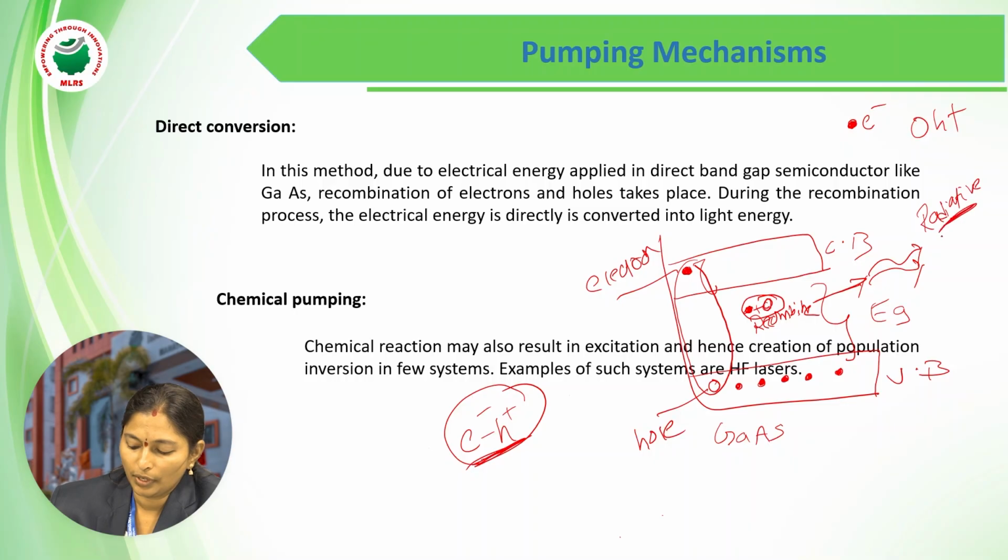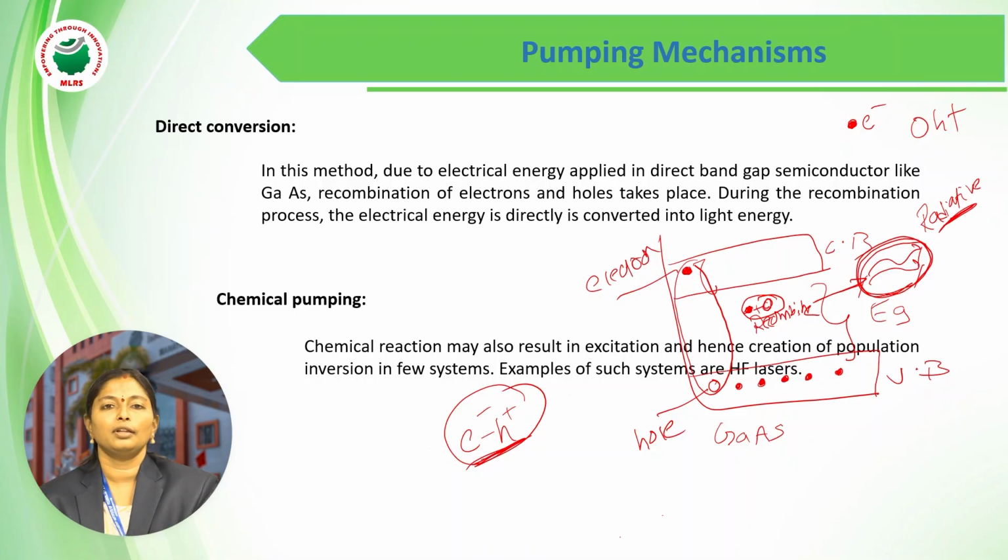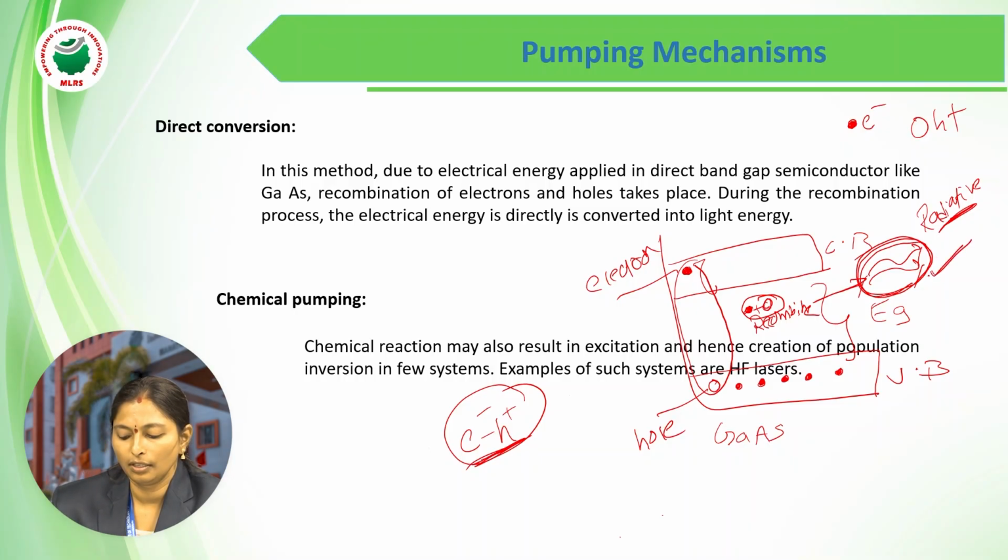In this radiative recombination, they emit photon energy. The emitted photon energy is going to follow the properties of the laser. That's why we get stimulated emission. Here we are using electrical energy for pumping the atoms. So electrons and holes recombine and the electrical energy is directly converted into light energy.